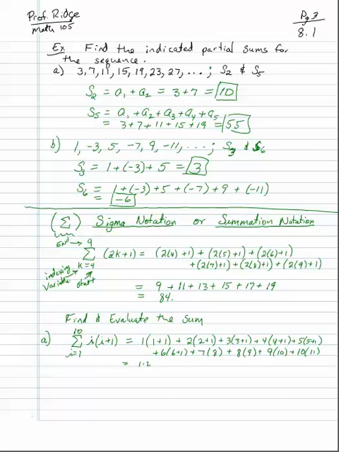So we got 1 times 2 plus 2 times 3, 3 times 4, 4 times 5, 5 times 6, 6 times 7, 7 times 8, 8 times 9, 9 times 10, 10 times 11. Hopefully you can see that. So you got 2 plus 6 plus 12 plus 20 plus 30 plus 42 plus 56 plus 72 plus 90 plus 110. Punch that all in your calculator and you should get 440.